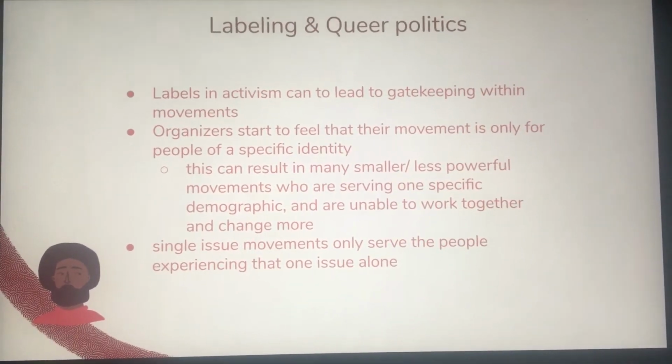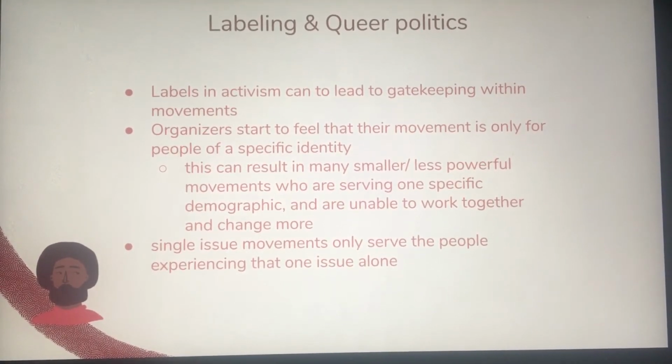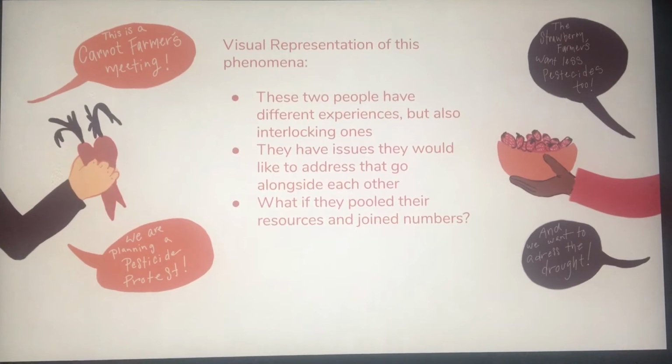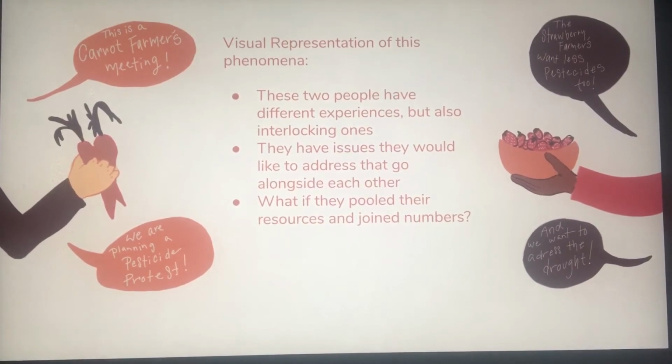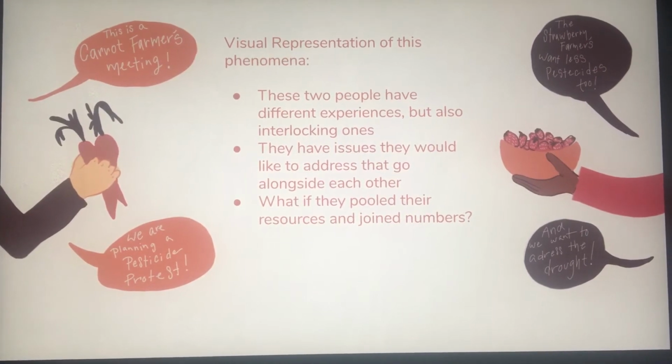So, labels and activism can lead to gatekeeping within movements, and organizers start to feel that their movement is only for people of a specific identity. This is where I talk about how labeling can really prevent intersectional movement. And I have a visual representation here. I have a carrot farmer saying, it's a carrot farmers meeting, we're planning a protest for pesticides. And then on the right-hand side, we have someone saying the strawberry farmers want less pesticides too, and we also want to address the drought.